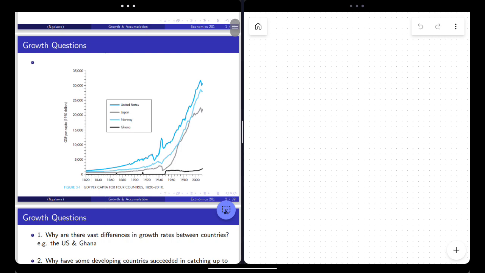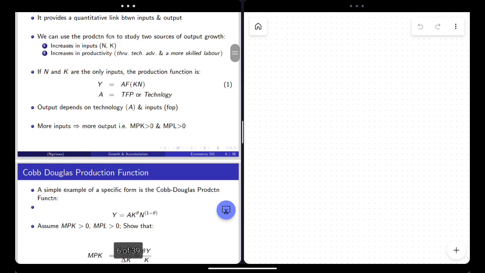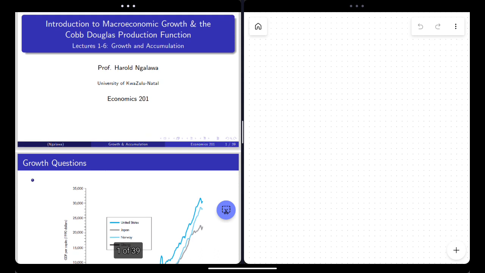Now, a lot of people do not know what GDP actually is. This whole thing over here talks about GDP. So we need to get that straight. What's GDP? GDP is the total value of goods and services produced in a country within a year.